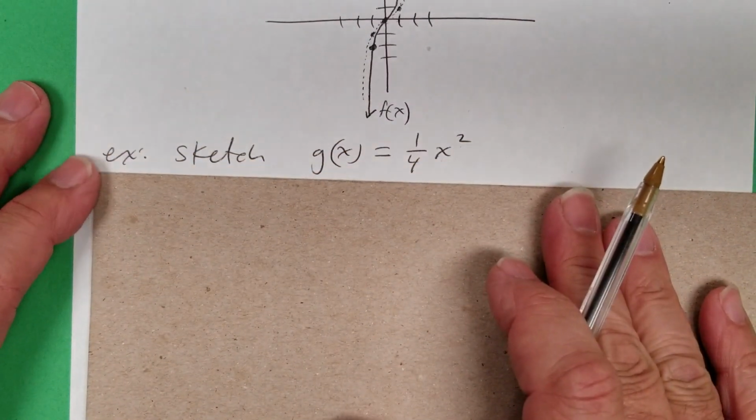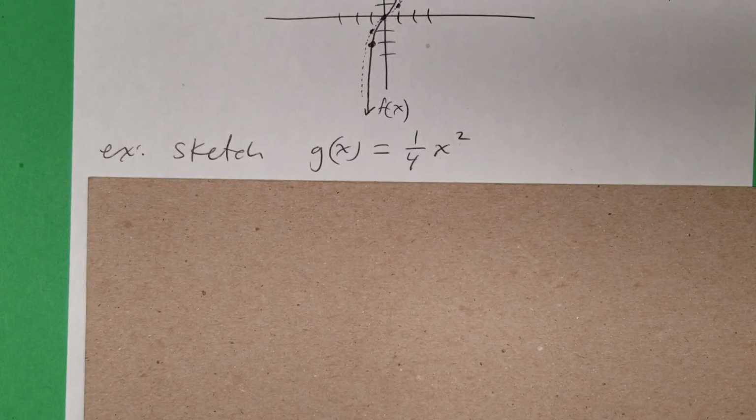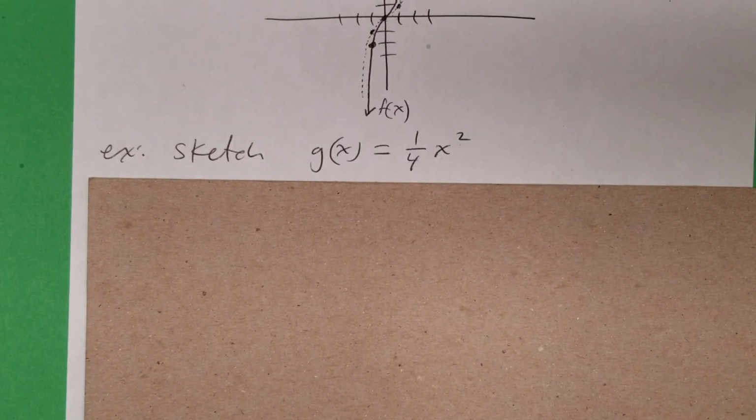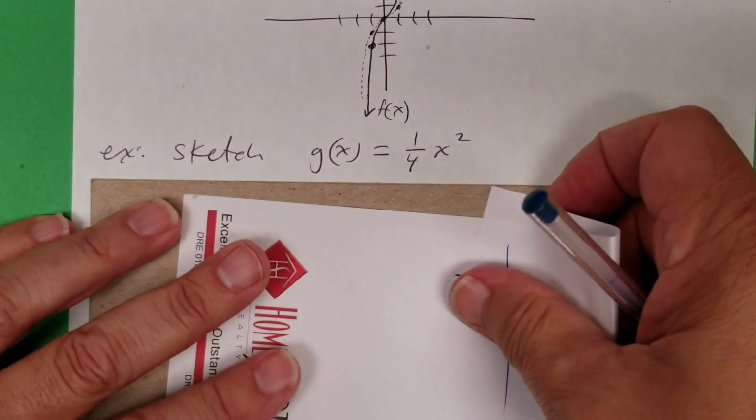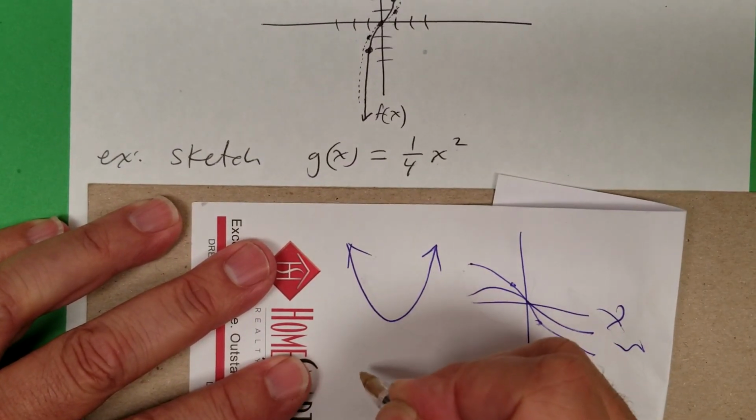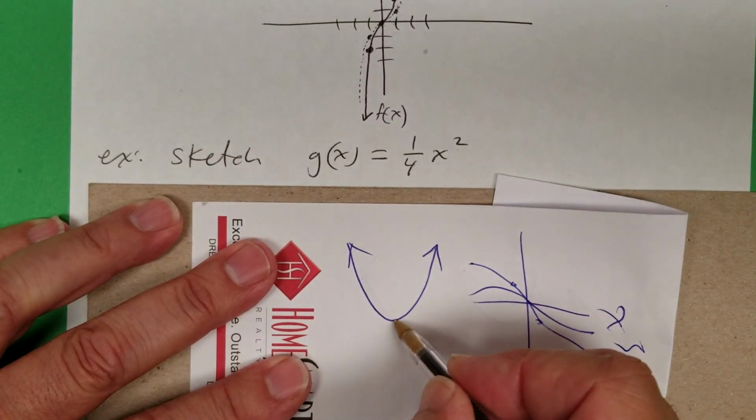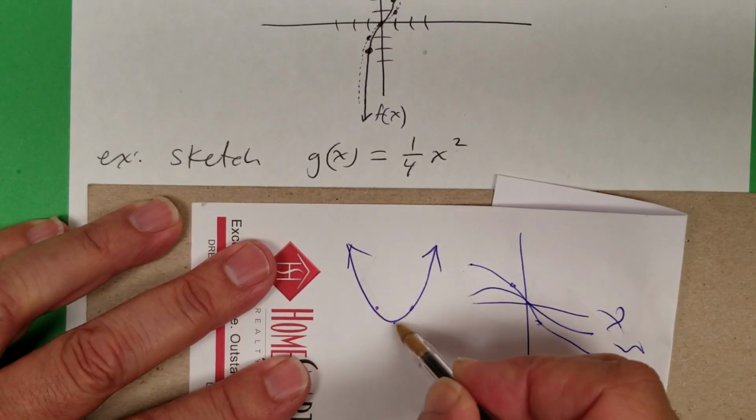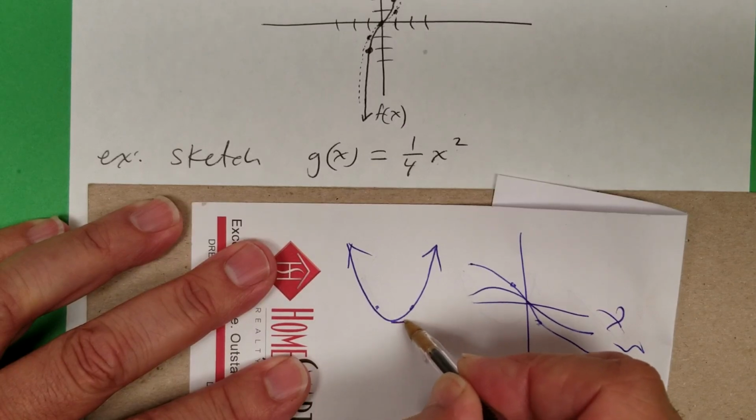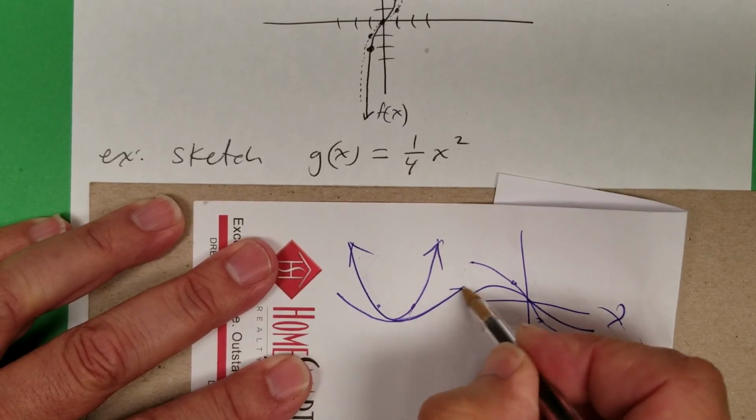So how about this one? Now we know what x squared looks like, right? That's this one, right? But this says 1/4 of x squared. So we're going to slow down. So this would be 1, 1. We want 1/4 of that. So we want to slow down. We don't want to go up that fast.